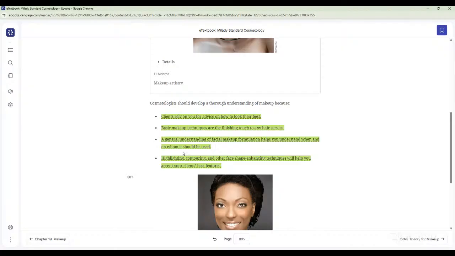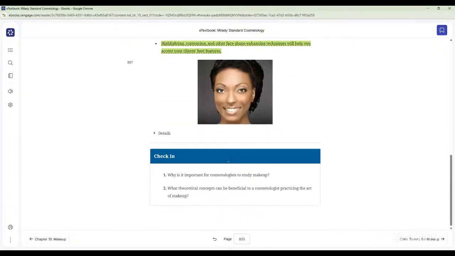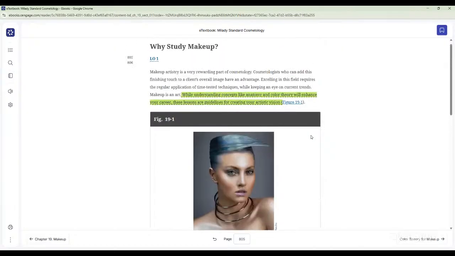I'm gonna have to put a picture in the group. And then a general understanding of facial makeup foundation. What are those things that we use that we cannot do makeup without? It helps you understand when and on whom it should be used. So everything you have in your kit doesn't need to be used on everybody. And highlighting, contouring, and other face shape enhancing techniques will help you accent your client's best features. So why is it important for cosmetologists to study makeup? And then check in question 2, the theory concepts, other benefits. Those are your answers up here.